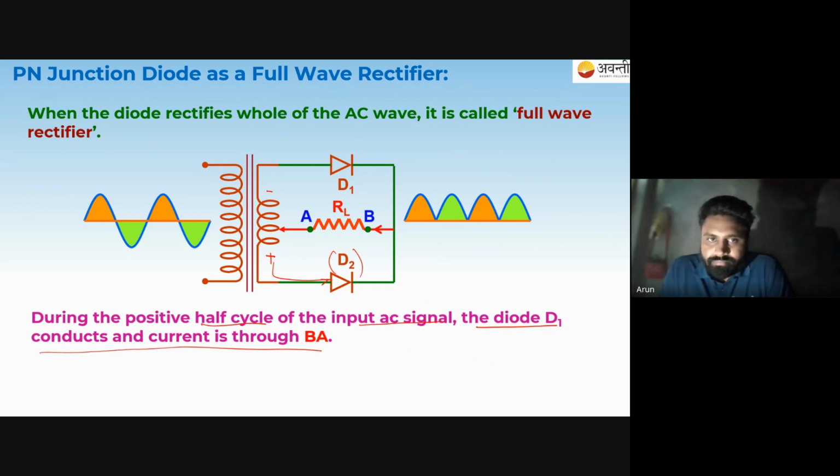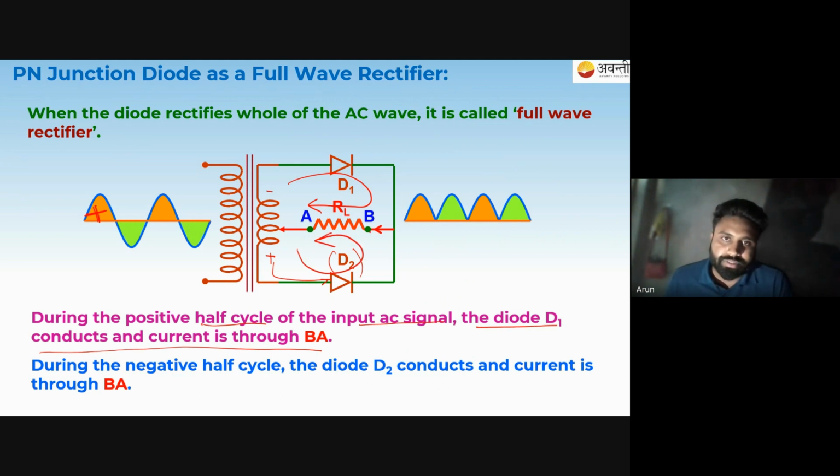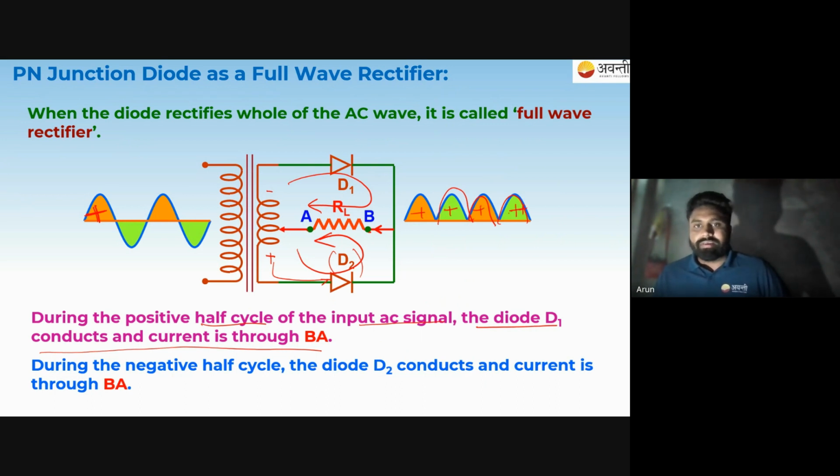Okay? For this positive cycle, I have already talked about it. So current will flow in this direction from B to A. Now, during the negative half cycle, the diode D2 conducts the current, and the current is through BA again. If this is the flow of current, B to A will flow. The same value of current is there. That is why this graph is obtained: all the values of this rectified wave are positive, because both the diodes allow the current in the same direction from B to A. Okay.